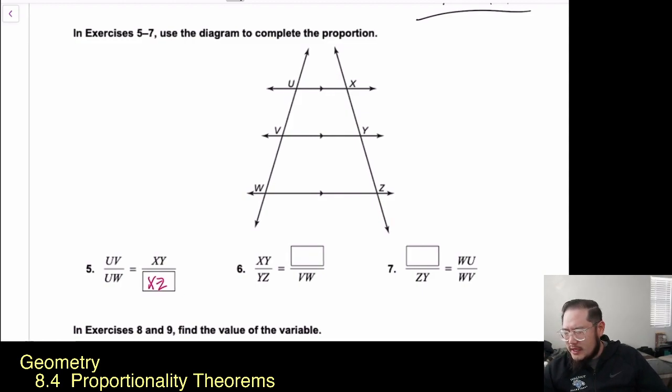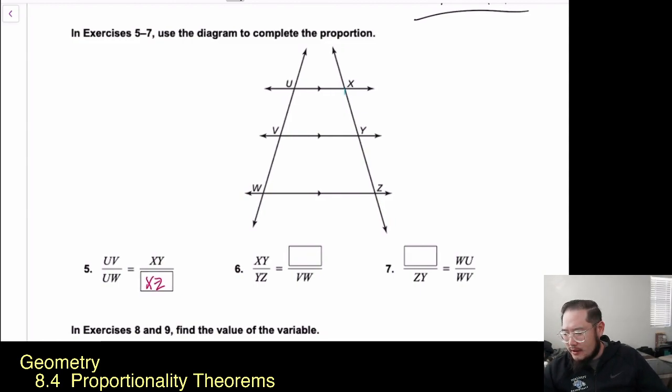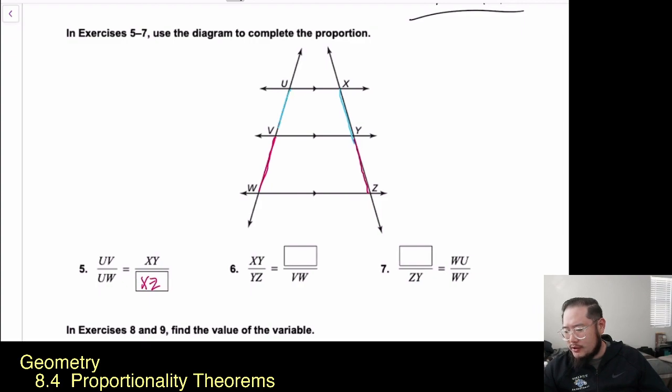So let's take a look at number 6. We got XY. Go ahead and put blue right there. We have YZ, which is right here in red. If I take a look at the denominator on the right-hand side of the proportion, I've got VW, which I'll put in red. So hopefully, if you take a look at it, the missing segment right here is UV.